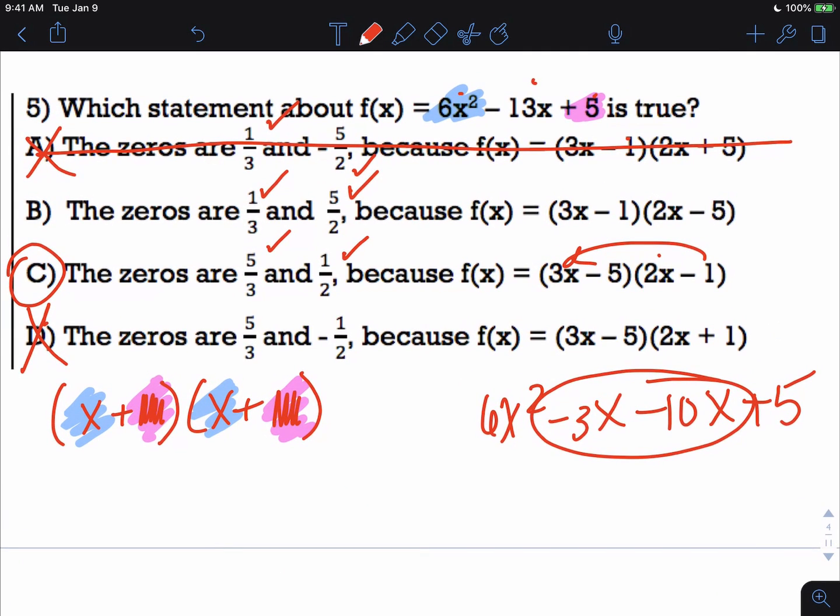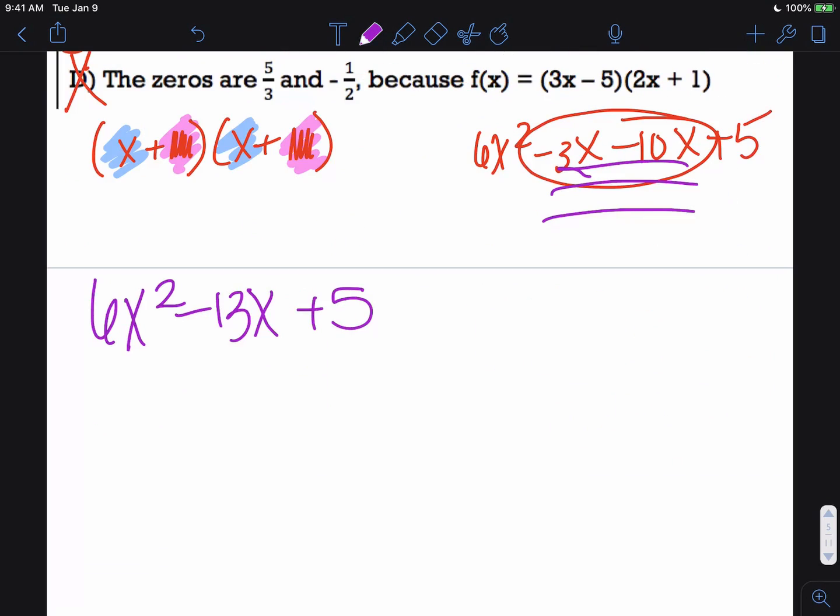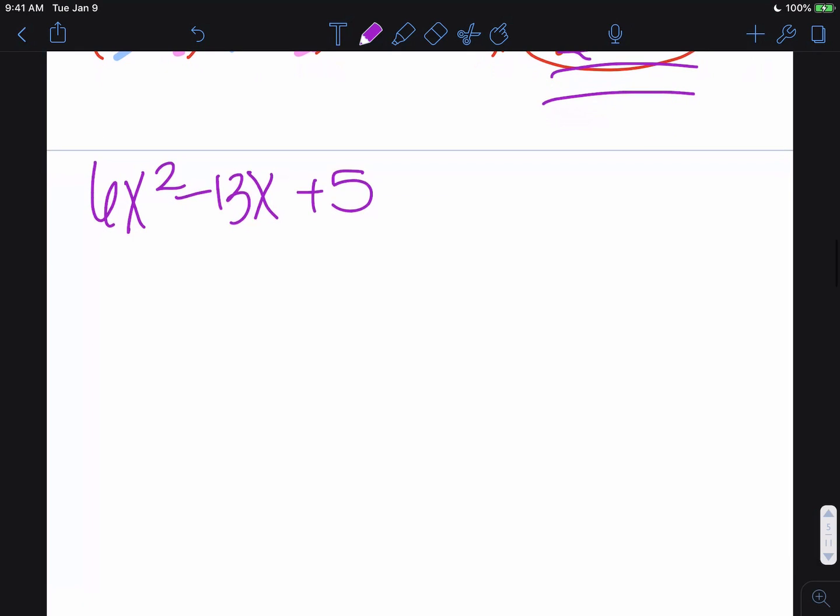And let's go ahead and do that. So 6x. So first thing I'm going to do is multiply a times c. So 30, need two numbers that when added together give me negative 13. Because they add together to give me a negative number, and they multiply together to give me a positive, and I know at least one of them's got to be negative because of that negative 13, then I know that both of my numbers should be negative.